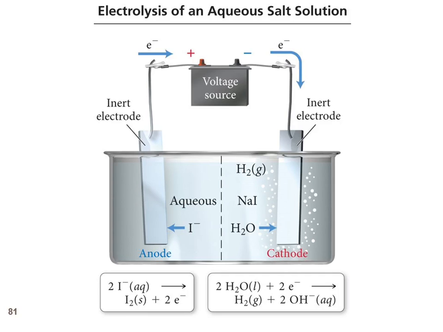So here's an example of what's going on here. We've got an inert electrode. We've got iodide in here. The iodide will be oxidized. Over here we have sodium ion and iodide ion. We might want the sodium to be reduced, but it's not going to happen. The water is actually going to be reduced instead.